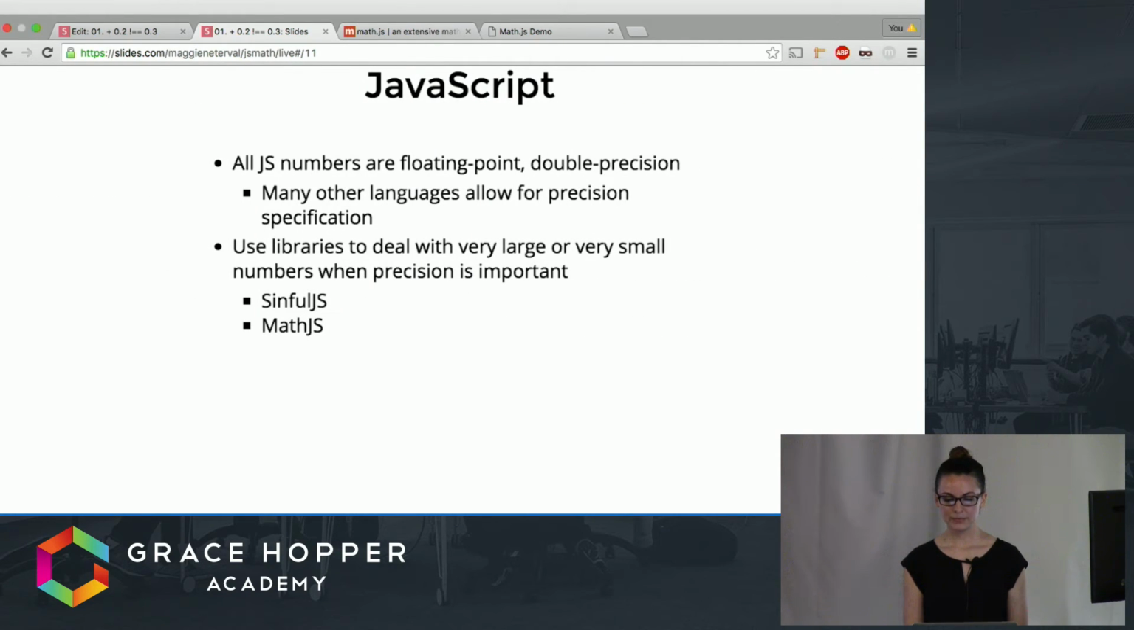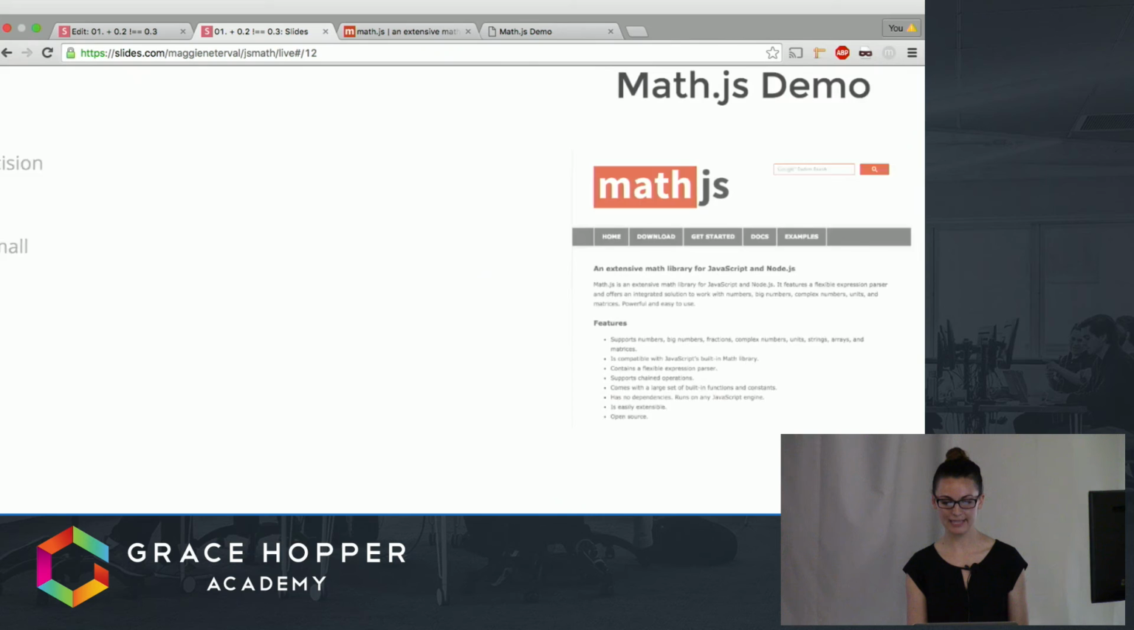So in JavaScript, you don't have much say in how your numbers are stored. They are all floating point double precision, whereas in other languages, if you've worked with floats or halves or doubles or longs, you can specify how much information you need to be stored about a given number. There are a couple of libraries that let you deal with very large or very small numbers when precision is important to you, such as Decimal.js and Math.js.